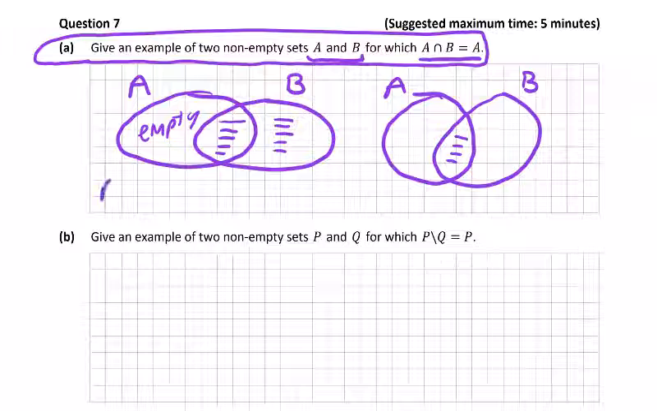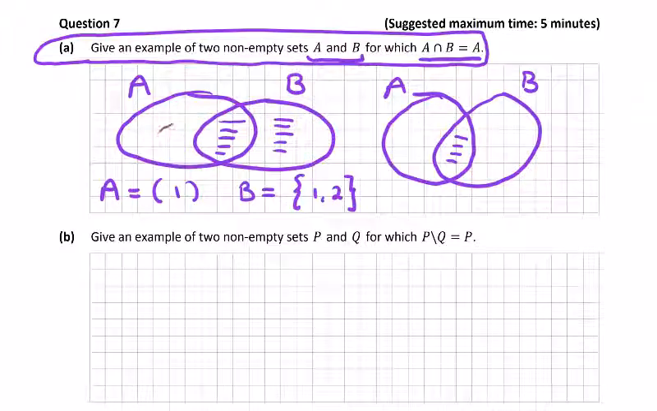Well, if we take the first scenario, A might just be equal to the number 1. B might be equal to, if you want to use squiggly brackets, say 1 and 2. So these are two non-empty sets. Let's see if I put the information onto the sets, will it work for us? So always use maths to try and show these things. 1 would be here, and 2 would be here, and A intersection B here is equal to 1, which is equal to A. So that definitely works.